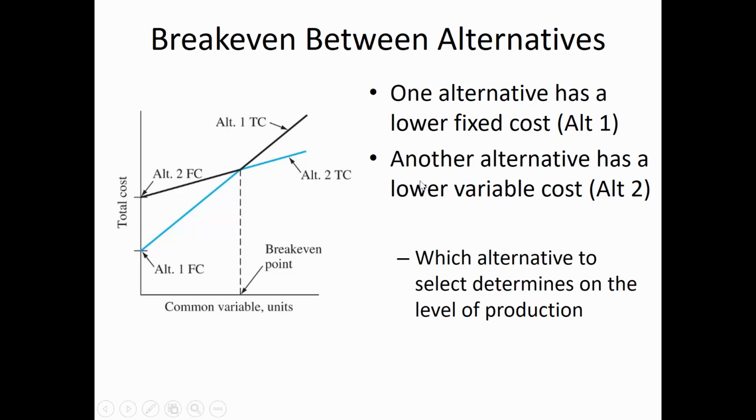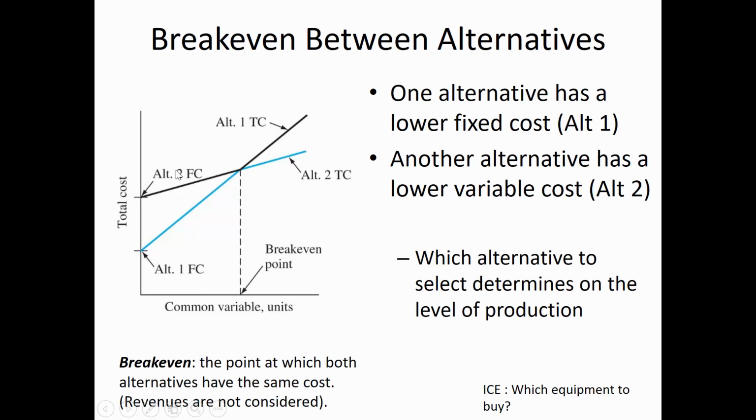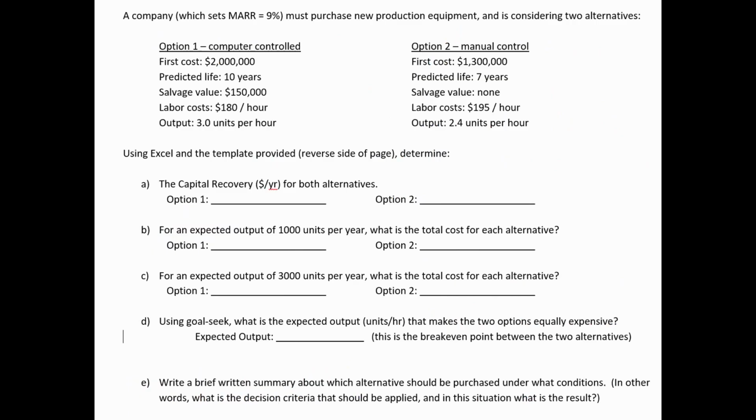So the summary is that which alternative to select determines the level of production. If you choose option 1, then you may not be able to be profitable in situations where option 2 could be profitable. So here, the break-even point is the point at which both of the alternatives have the same cost.